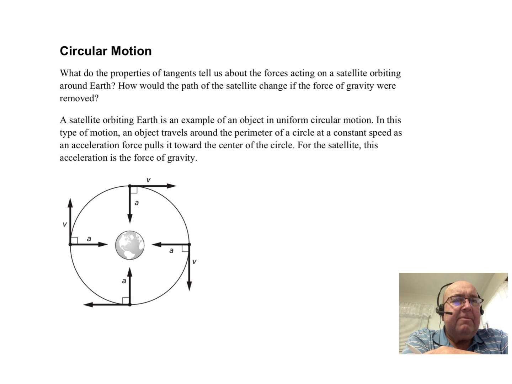In this type of motion, an object travels around the perimeter of the circle at a constant speed as an acceleration force pulls it toward the center of the circle. You see the force A is pulling toward the center, looking at a satellite orbiting the planet Earth. For the satellite, this acceleration is the force of gravity.